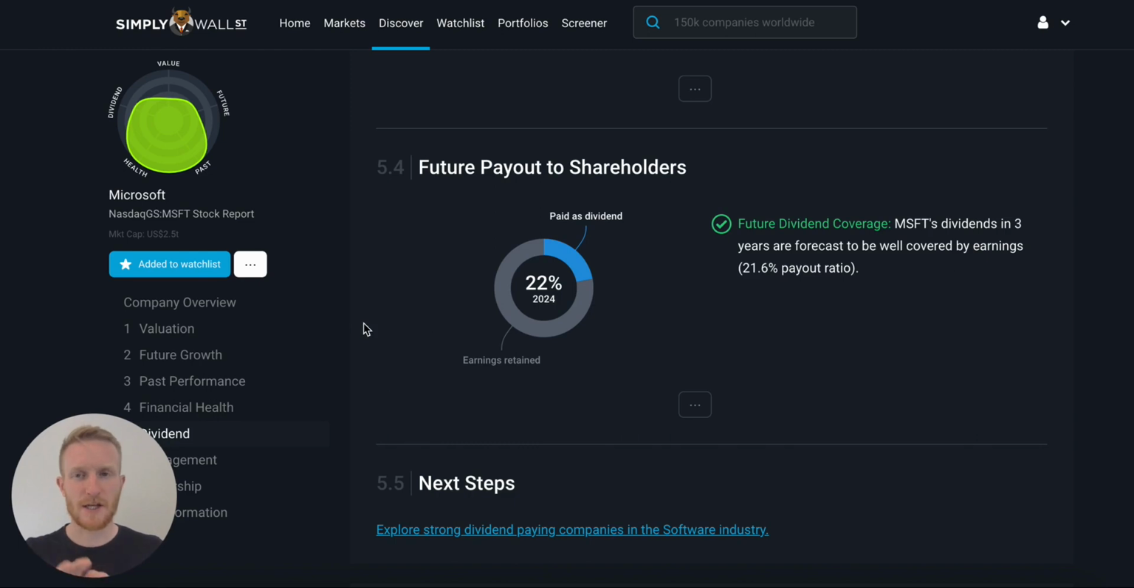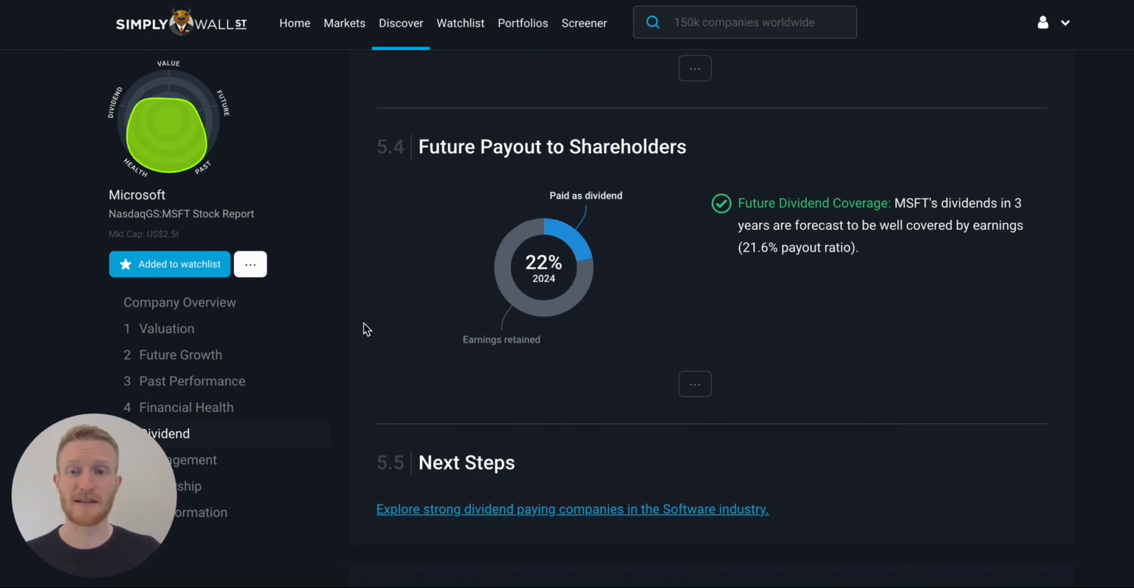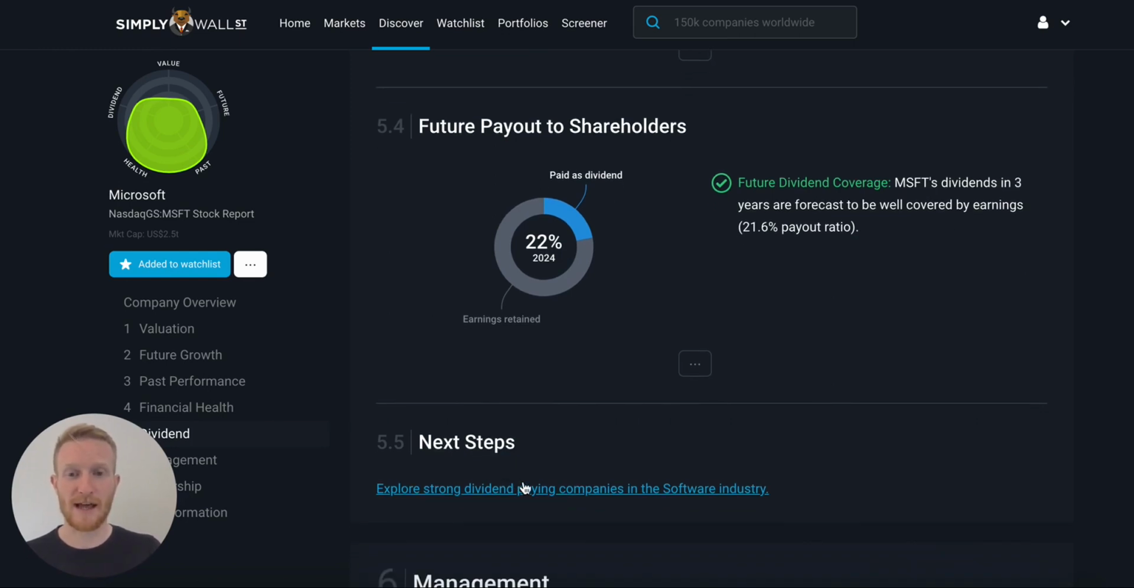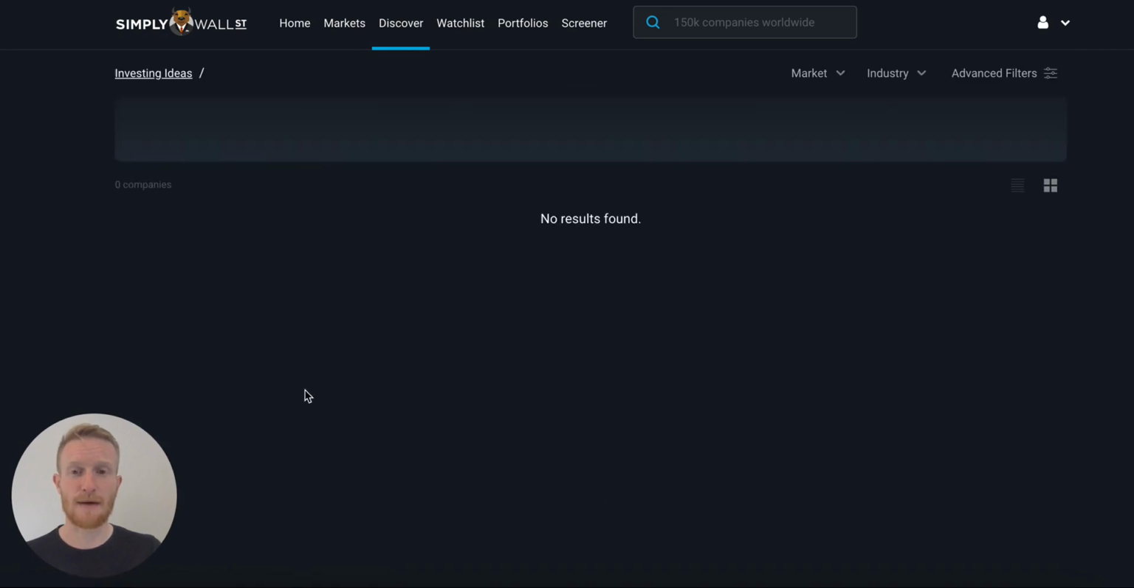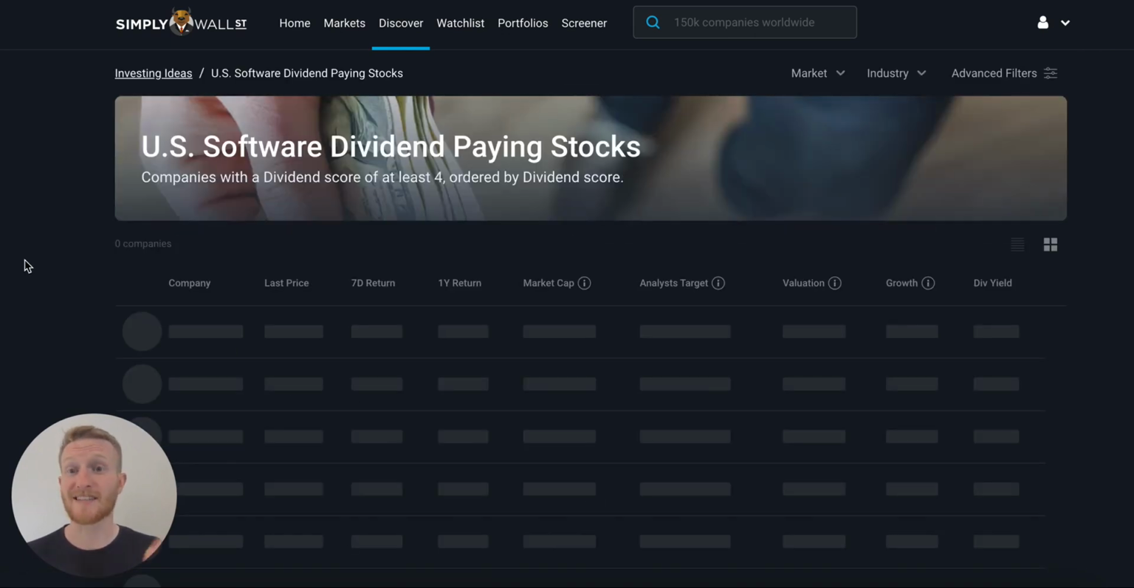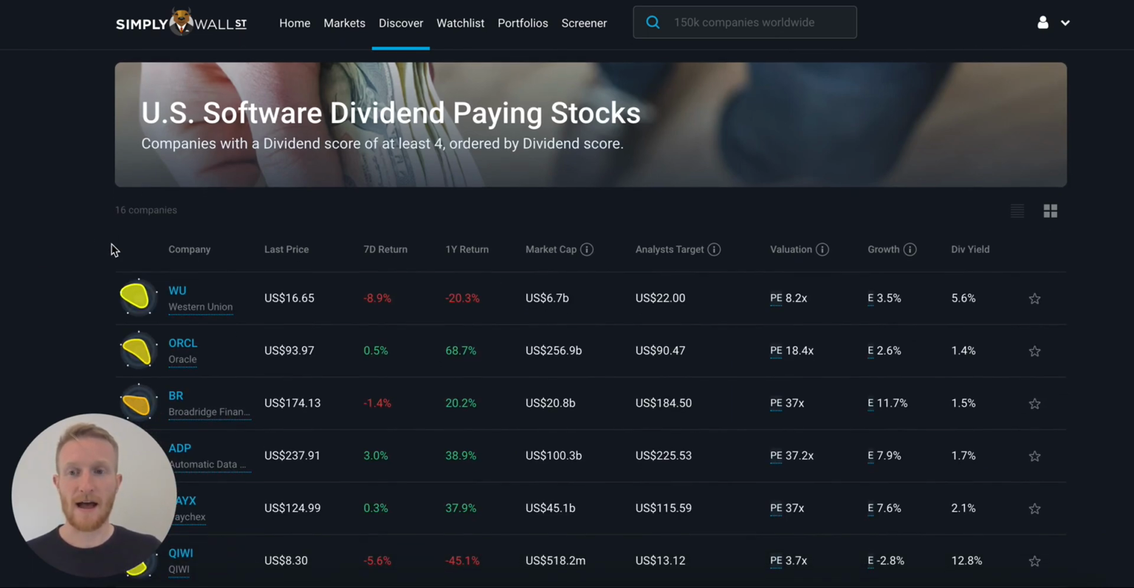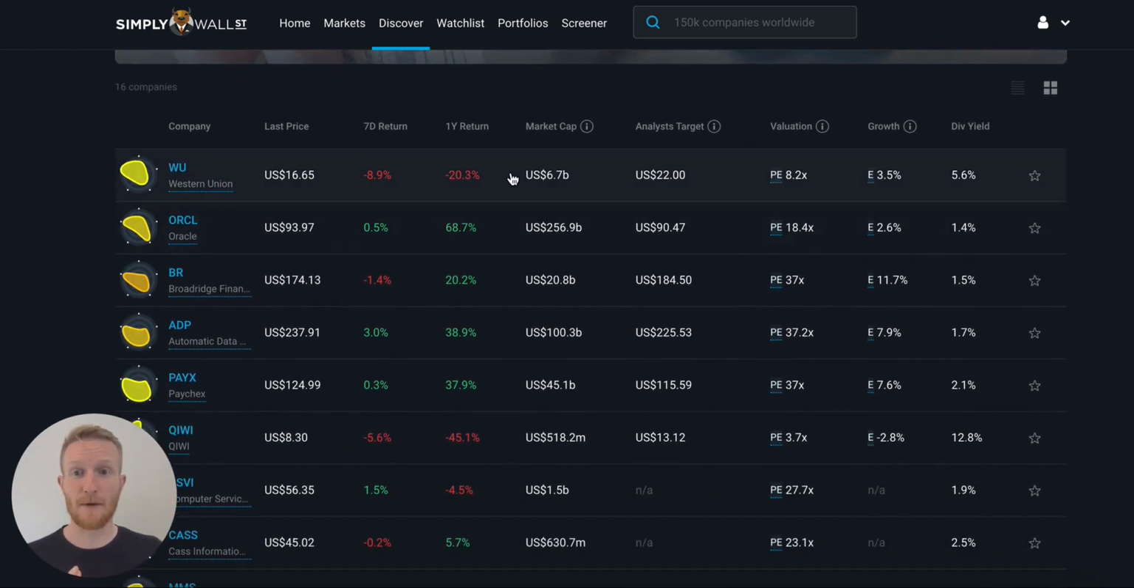But alternatively, let's say you went through this dividend section and you think, no, it doesn't seem sustainable, it doesn't seem reliable, and it's not the highest yield. I want to see what better opportunities are out there. What you can do is at the bottom here, we have next steps, and you can basically click this, and we'll show you other opportunities within that same industry that have a good dividend score. So you can see from this list here that's about to generate that we show all the other companies in the software industry that are paying a dividend, and we show you all the different stats.